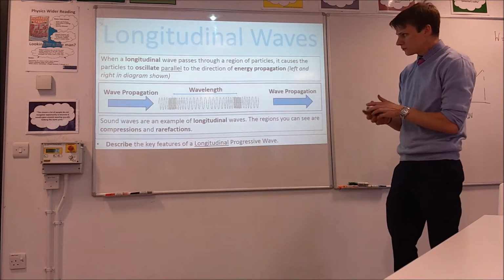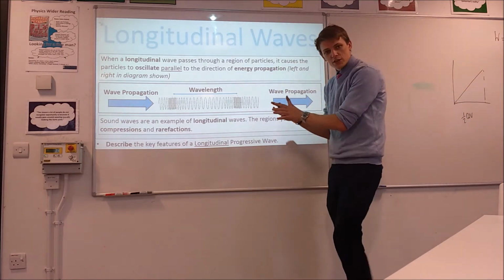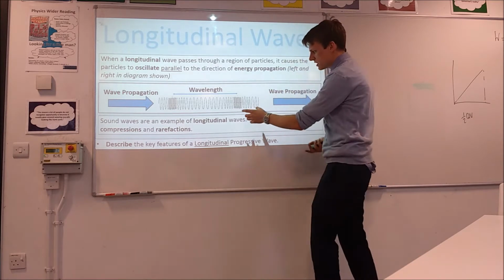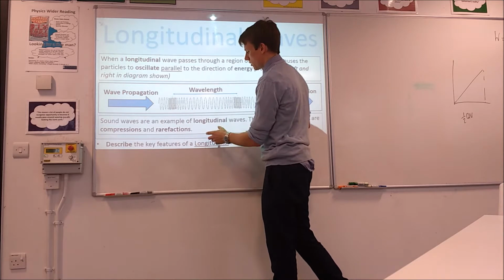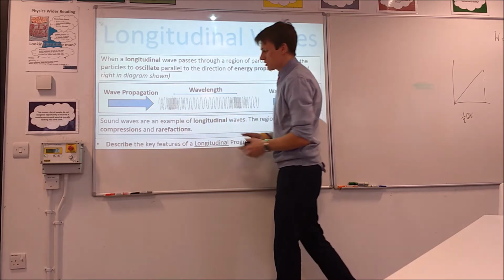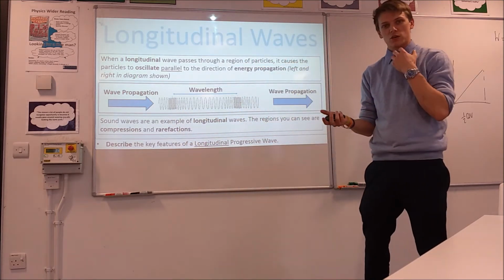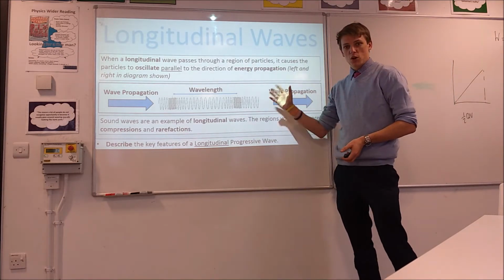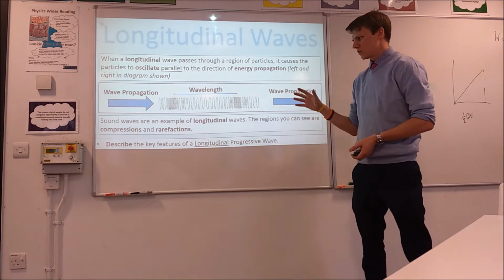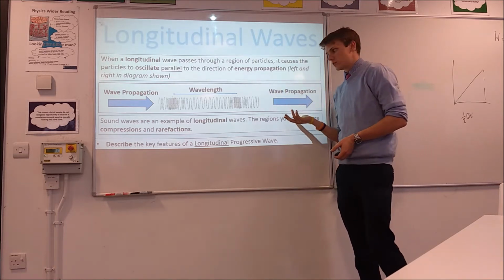So a key feature when you're looking at longitudinal waves is you'll see these regions of compression and what's called rarefaction, so where it's spread out and stretched essentially. So those are the characteristics of when you're looking at a longitudinal type wave. Sound is the most common example of longitudinal waves, although some seismic waves can be longitudinal as well.